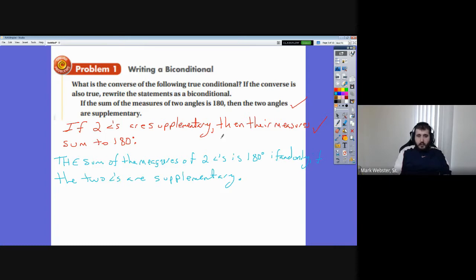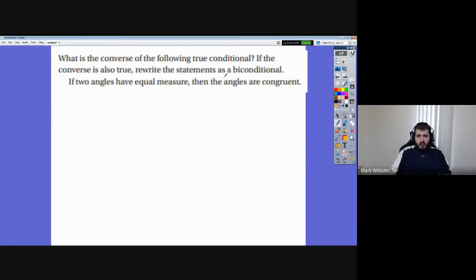So notice, I got rid of the if and the then. They're gone now. I took the first part, put it here, took the second part, put it here, and put if and only if in the middle. That's all you're doing. Don't try and do extra. Give this one a try. Same thing. What I want you to do, check to see if the conditional and its converse are both true. Then, if they are, we can write it as a biconditional. So take a couple minutes, give this a try on your own, make sure you can.